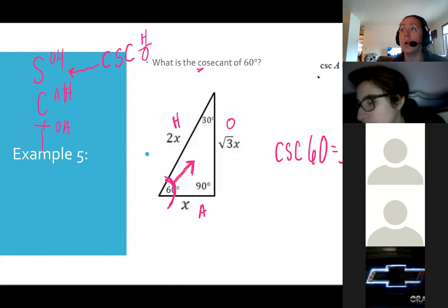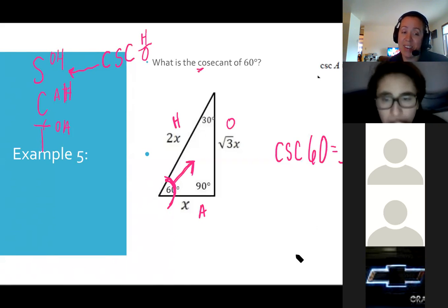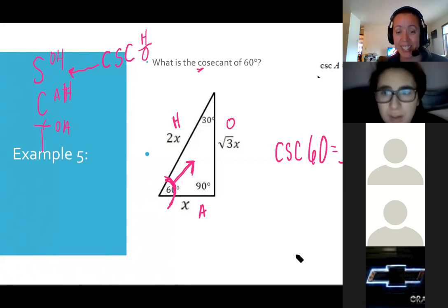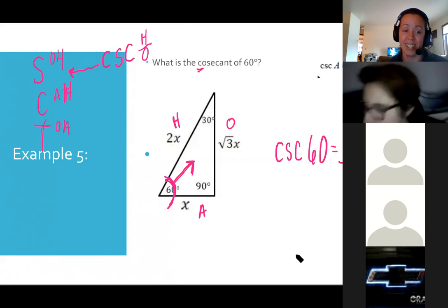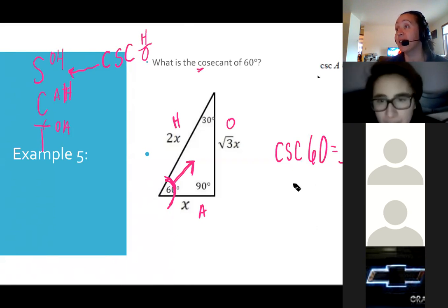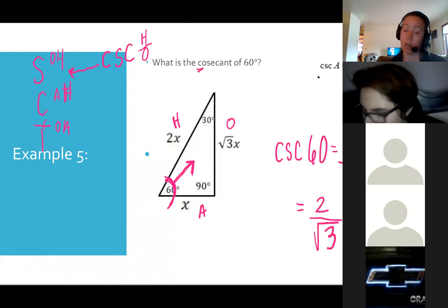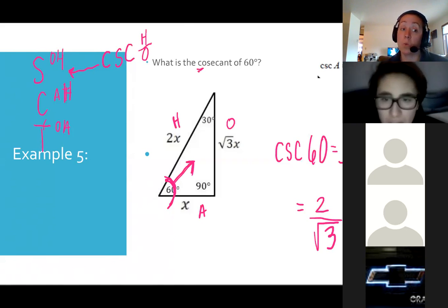Okay, so now with our ratio here, what can I cancel out of that ratio? Leanna, what can I cancel out of that ratio? The x's, yeah. So then my ratio turns down to this. But uh-oh, we don't like that radical. That radical in the denominator is scary. So we got to rationalize it.